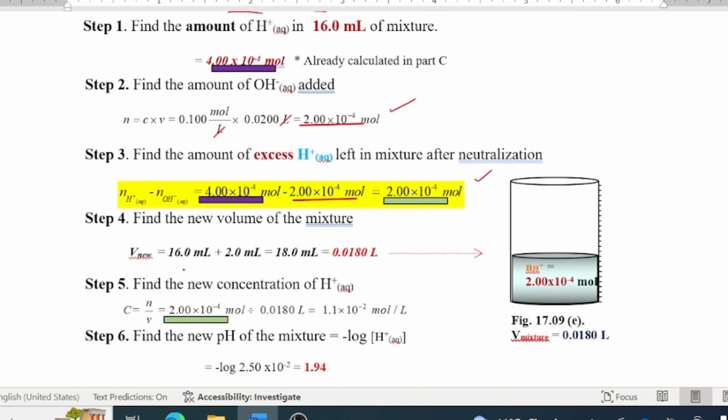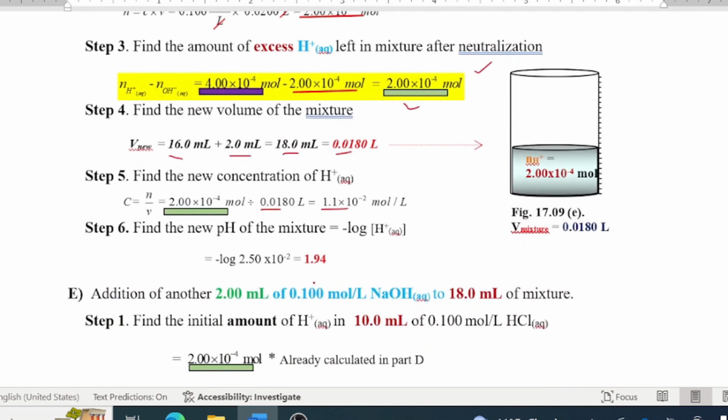Okay, it was 16 now. You're adding 2, which gives 18 liters. Find a new concentration now. That is the amount that's left over of H. Divide by the new volume there. Translate that, find your pH of that, and the negative log of that gives you the pH.